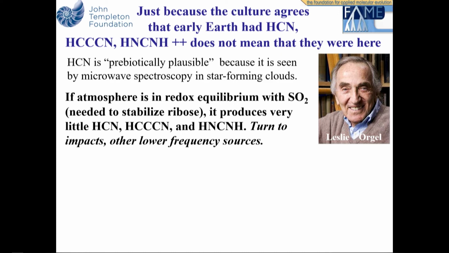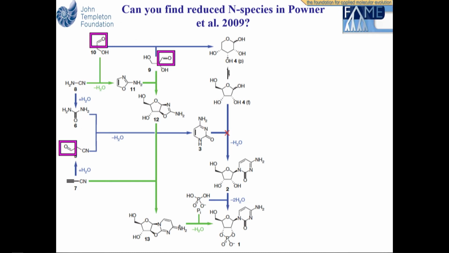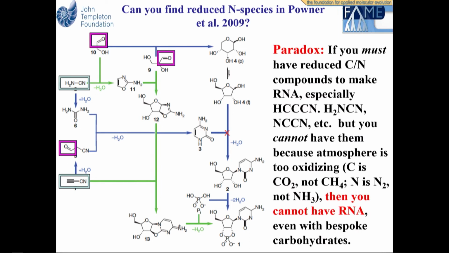And one of the problems is if the atmosphere is in redox equilibrium with sulfur dioxide, which is needed to stabilize the carbohydrates that I just mentioned, it produces very little hydrogen cyanide, cyanoacetylene, and very little cyanamide. And so we looked for other ways of getting this. By the way, we need lots of these. This is actually Matt Powner's molecule, where I've added all of these, and the blue box is the cases where you have to have these reduced carbon molecules and reduced nitrogen molecules. If you cannot have them because the atmosphere is too oxidizing, then you cannot have RNA.